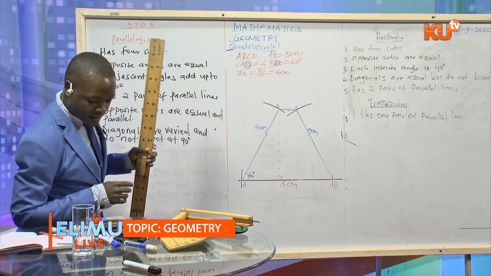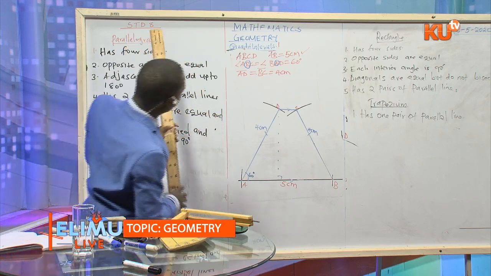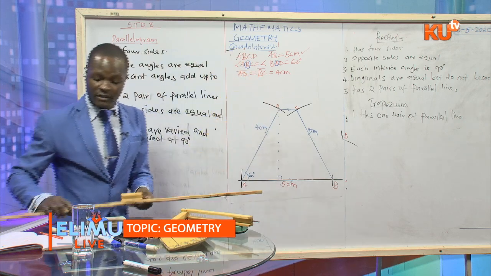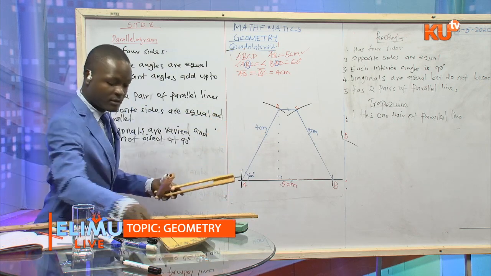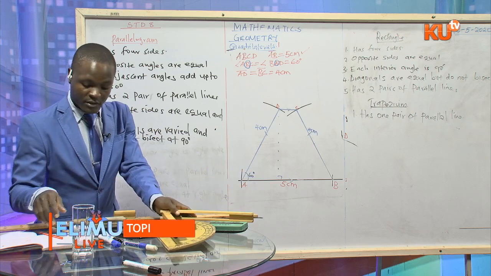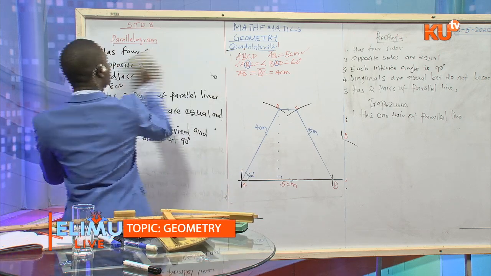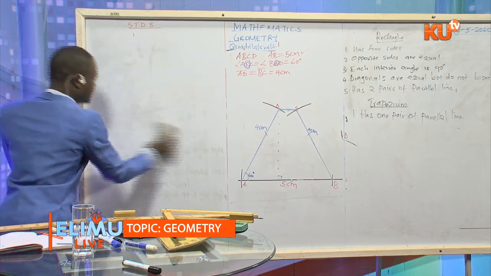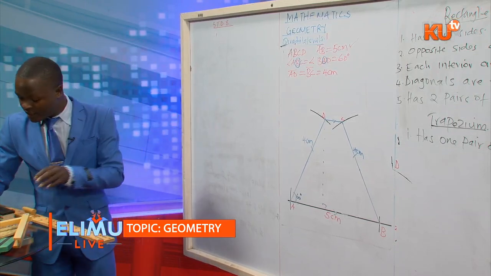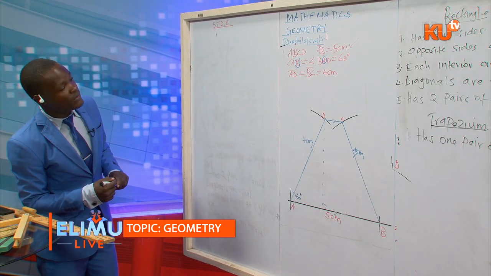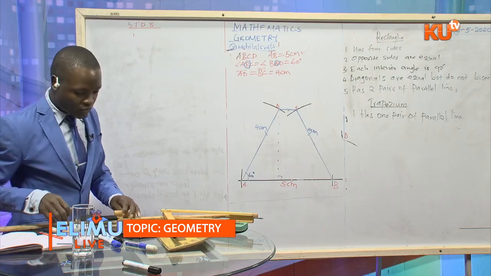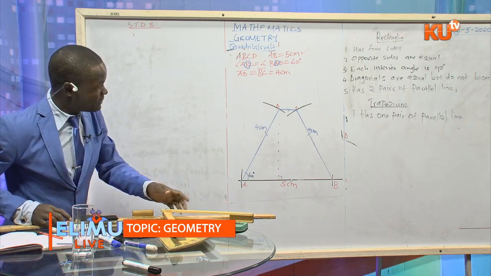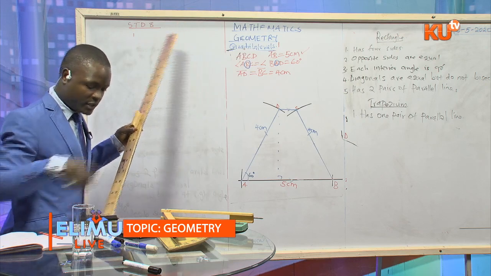Now, I want to take you through how you can construct, to drop a perpendicular line from a point. So let me use this side. This is another area that you need to understand so that you can answer the questions correctly. Now, I just want to start with any triangle or any rhombus or any parallelogram. So let me draw a parallelogram here.